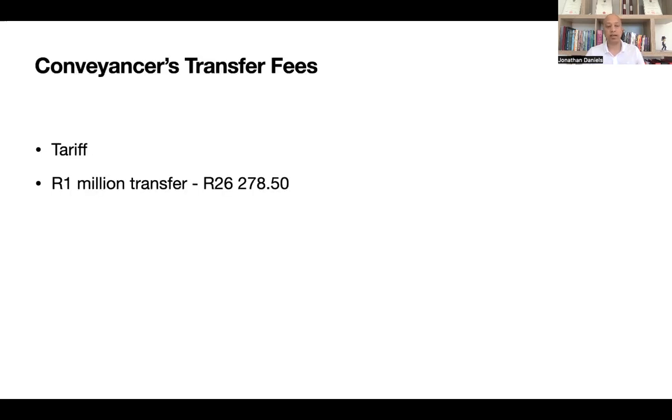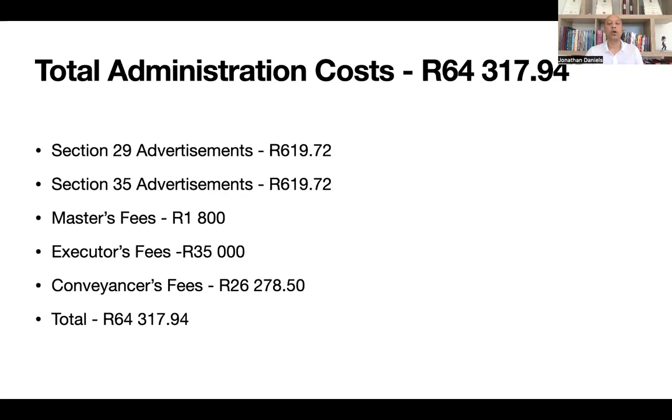The next item is the fee for the conveyancer who's going to do the transfer for us. The conveyancers usually work also based on a tariff. If we look at the tariff, we'll see that for the moment, on a R1 million transfer, you're roughly looking at 26,278.50 Rand as the fee for the conveyancer. Now, guys, finally, if we look at all of those items and we add them up, we'll see that we're looking at a total cost of 64,317.94 to wind up that estate.